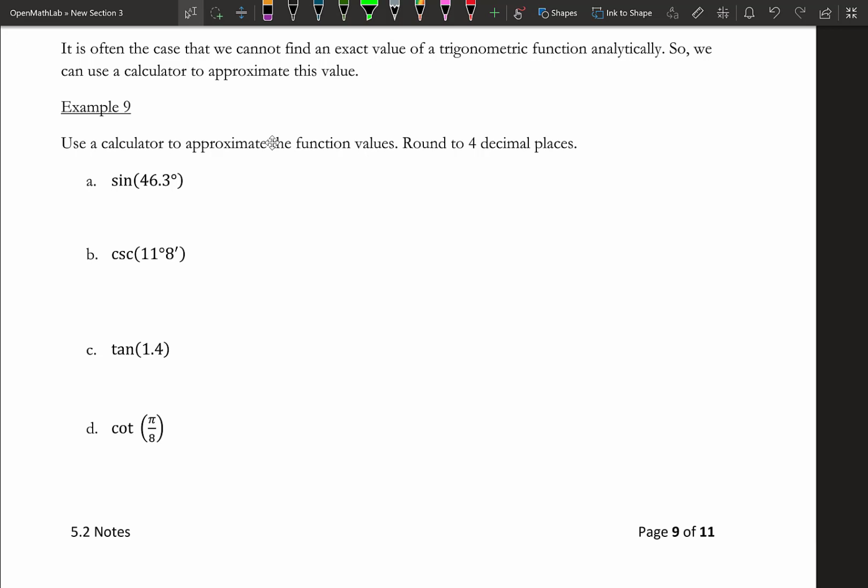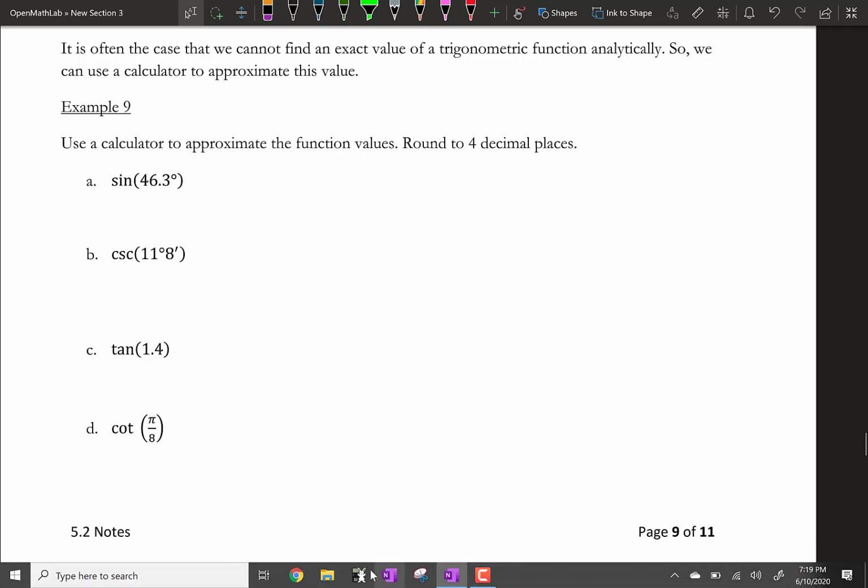So parts A, C, and D are pretty straightforward, especially A and C. So let's maybe do A and C first, and then we'll do the next easiest one, which is D, and then we can work through part B together. So part B, notice that it has degrees and minutes there. All right, so let me pull up my graphing calculator.